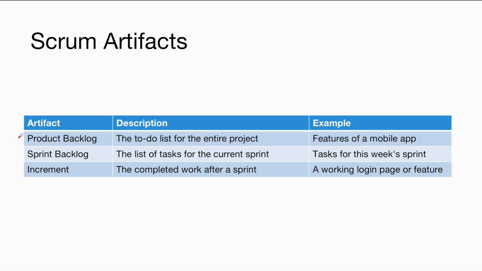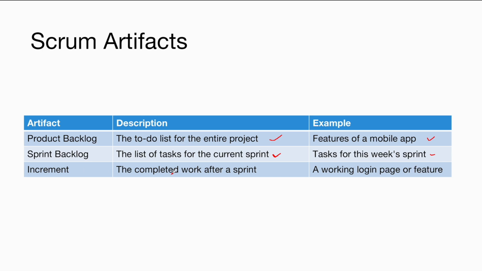Here is the meaning of each artifact. Product backlog: the to-do list for the entire project. For example, features of a mobile app. Sprint backlog means the list of tasks for the current sprint. A sprint is generally 1 to 2 weeks. For that 1 to 2 weeks, what we will be doing.